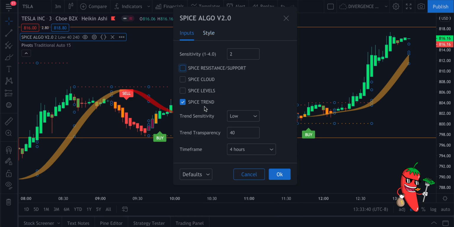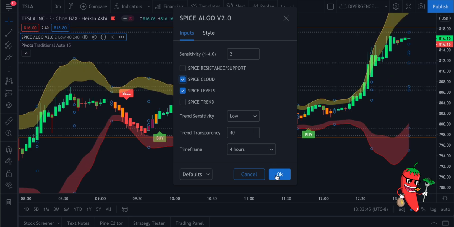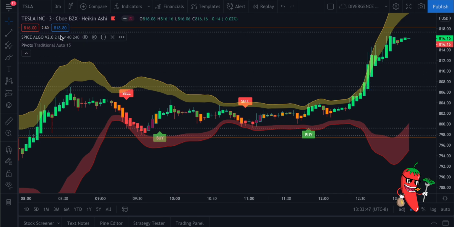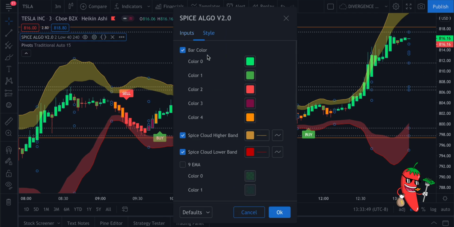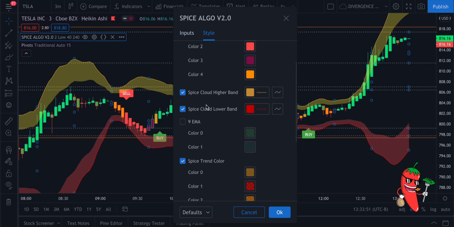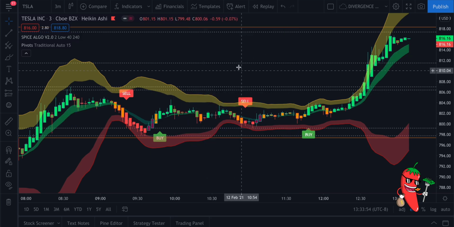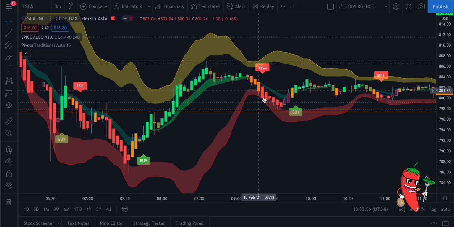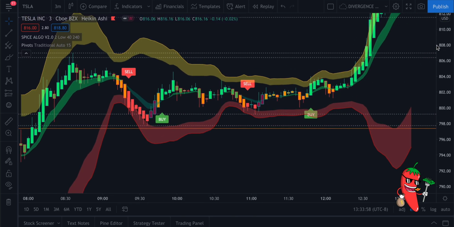So I'm going to go ahead and take off Spice Resistance and Support. I'm going to take off Spice Trend. I'm going to go through, in confluence, just the 9 EMA Cloud and the Spice Levels, to give you an understanding of how you would typically use it. So on the Tesla 3-minute chart, let's see if I can find a good example to show you.